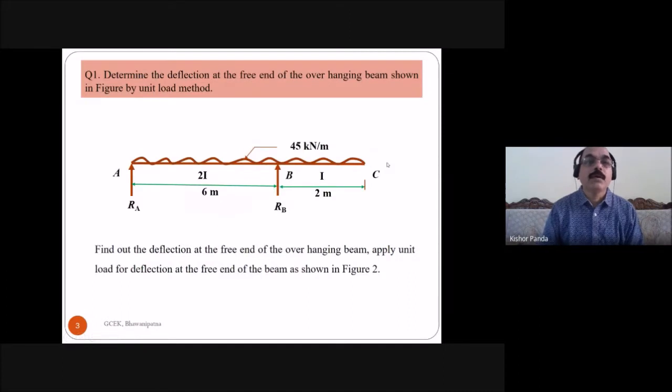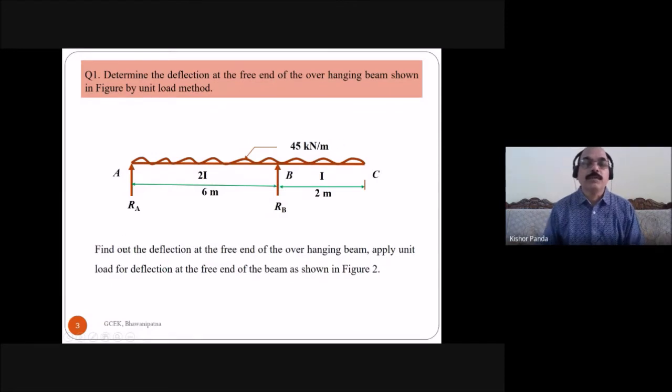Then, coming to one example: determine the deflection at the free end of the overhanging beam shown in the figure by the unit load method. So this is the overhanging beam ABC, and span AB is equal to 6 meters, and the overhanging portion BC is equal to 2 meters. The moment of inertia of span AB is given as 2I, and the moment of inertia of the overhanging portion is given as I. And the uniformly distributed load on the beam is 45 kilonewton per meter.